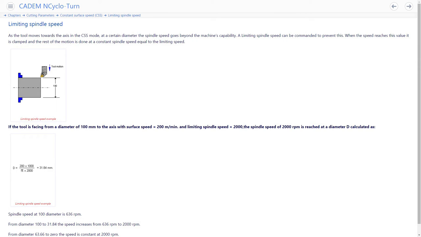The problem with constant surface speed is that near the axis, the RPM becomes extremely high, more than the machine's maximum limit. For example, at a cutting speed of 250 meters per minute at a diameter of 10 mm, the RPM will be 8000, and at a diameter of 1 mm it will be 80,000 RPM. The machine may only be capable of 4500 RPM. So when you give a constant surface speed command, you also specify a limit of the spindle speed, which is called the limiting spindle speed.